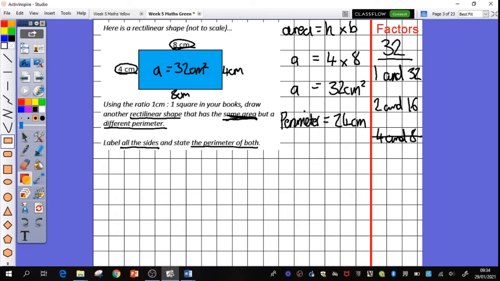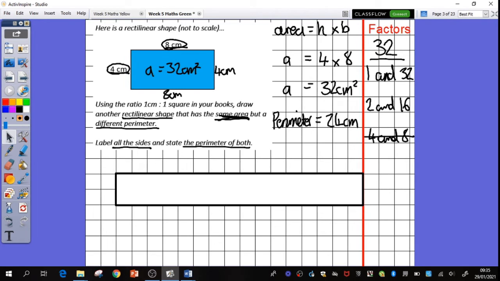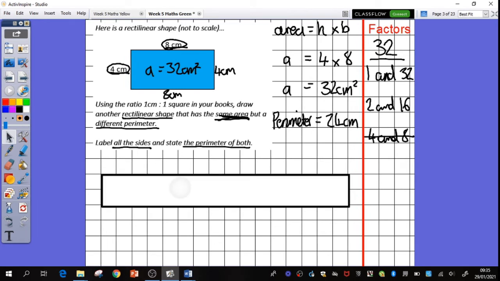So let's go down 2 and across 1, 2, 3, 4, 5, 6, 7, 8, 9, 10, 11, 12, 13, 14, 15, 16. Oh, I'm right on the edge. What I'm going to actually do is move that across just so it looks nice. There we go, right, so 2 centimetres there, 16 centimetres there.